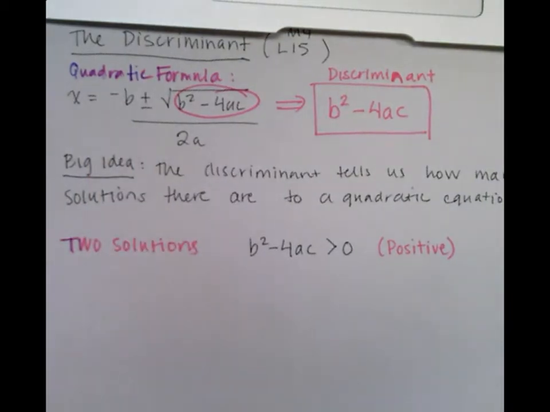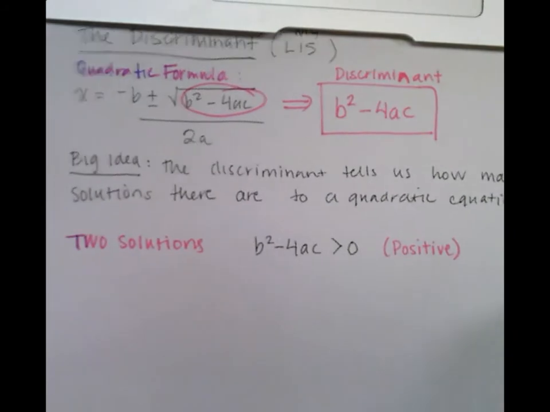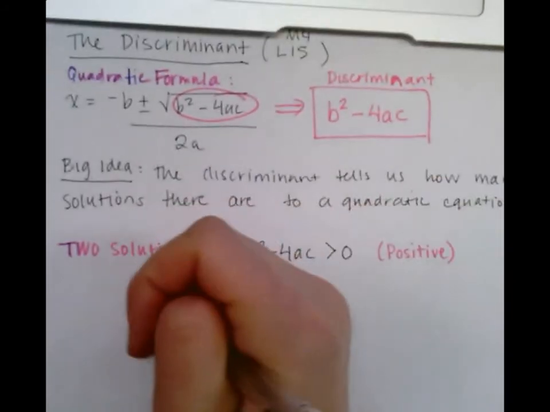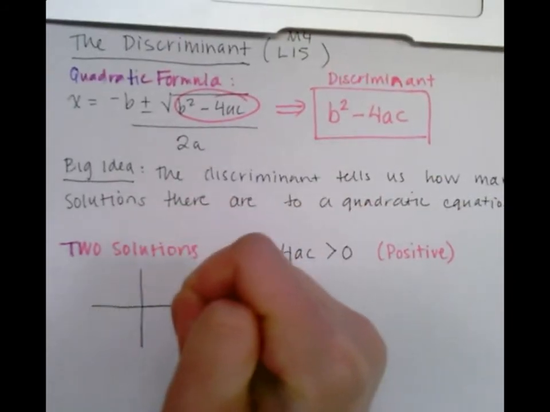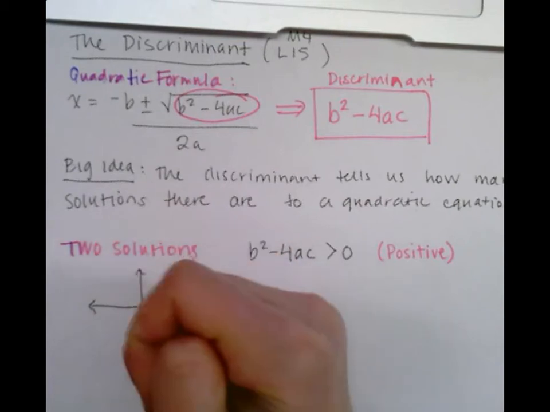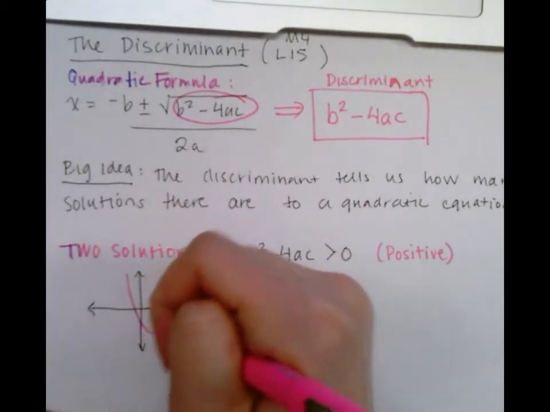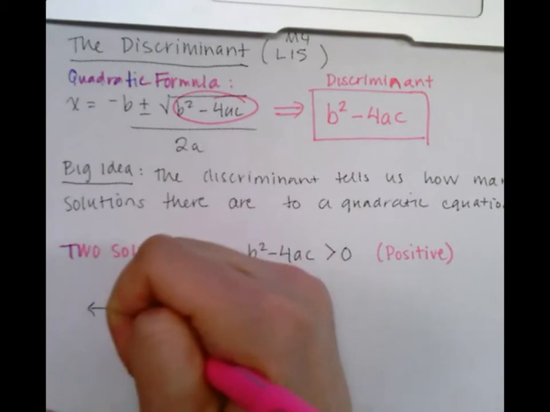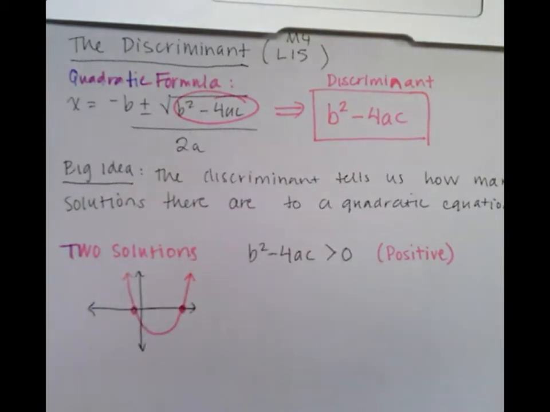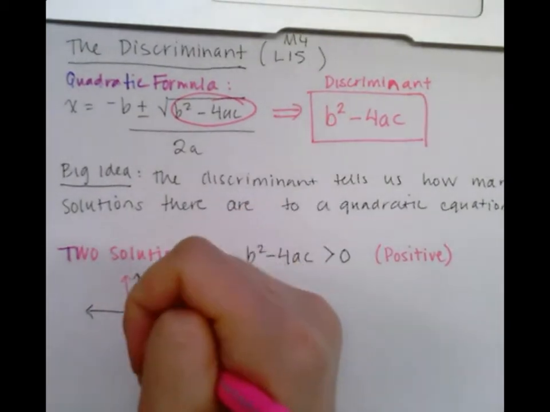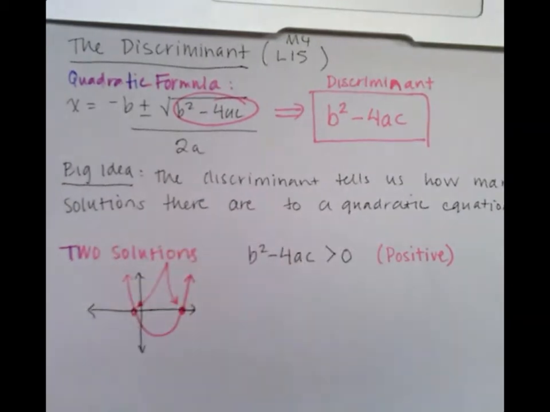And then the other part of this is, what does that look like graphically? Graphically, our solutions are our x-intercepts on the graph. So if we have two solutions, then our graph must cross the x-axis twice. We can see the two solutions are right there and right there.